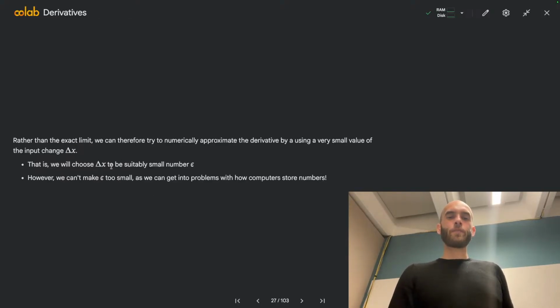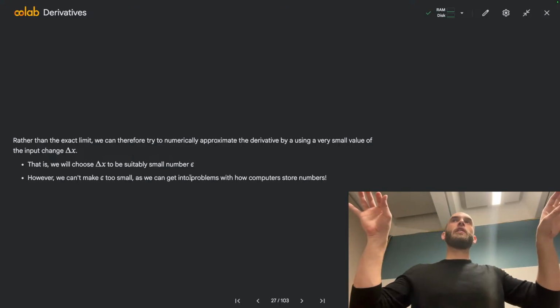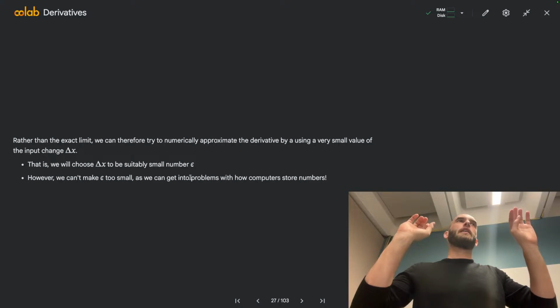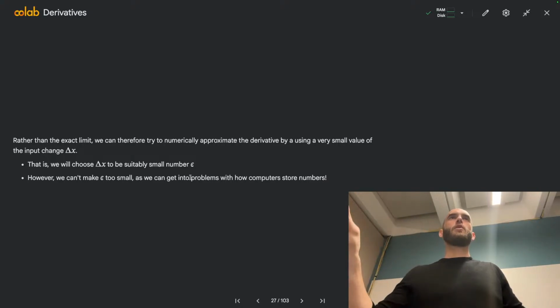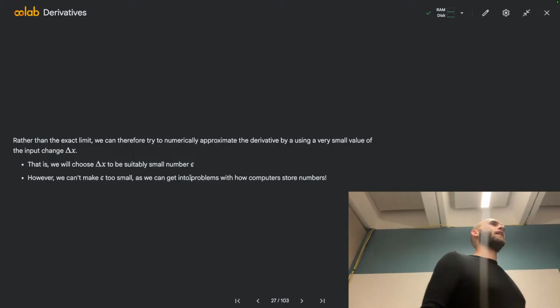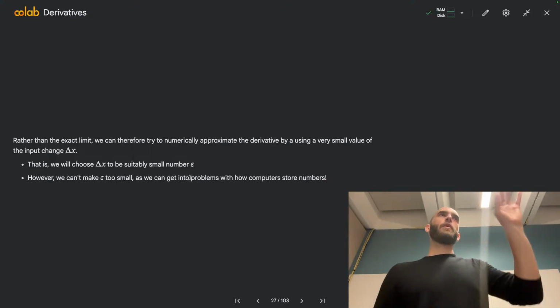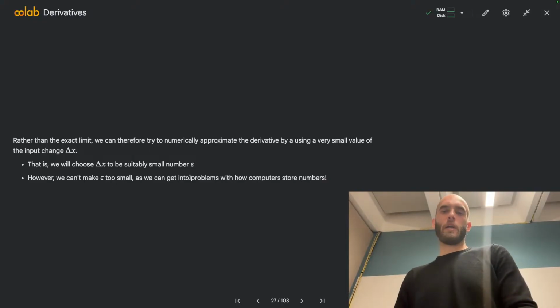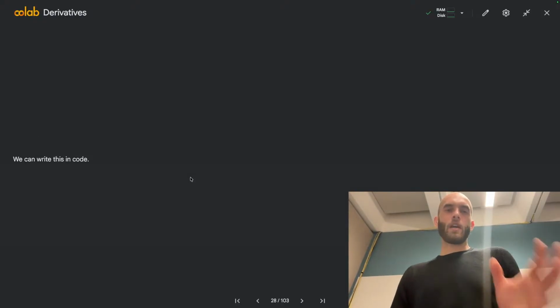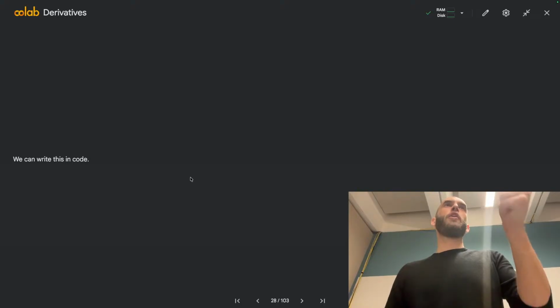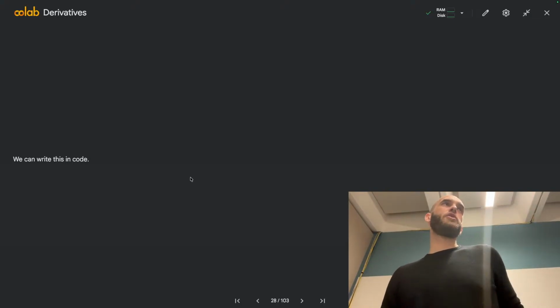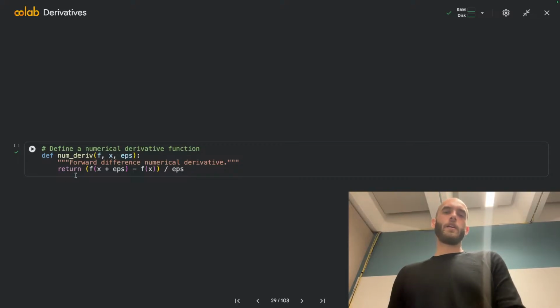Okay, so it has to be very small. So delta x, we're going to call this epsilon, but we can't make it too small. Computers aren't infinitely capable. So we want to make it very small, but if we make it incredibly close to 0, computers will actually run into some problems. So there's a bit of nuance there. But we can write out a function that does a generic derivative for us in this way.